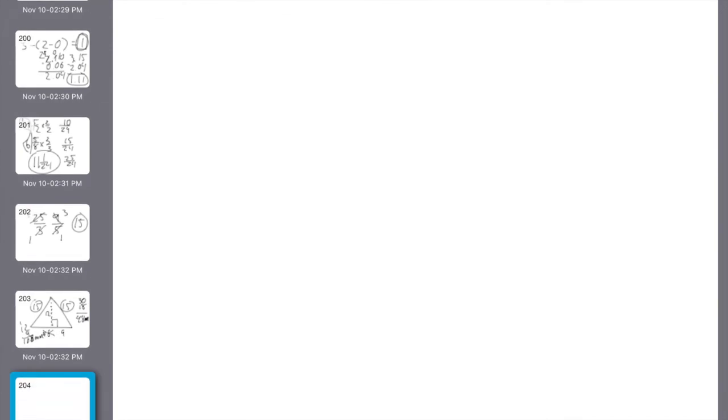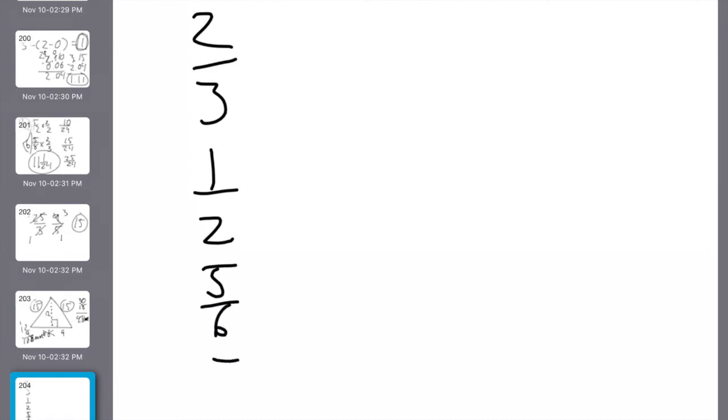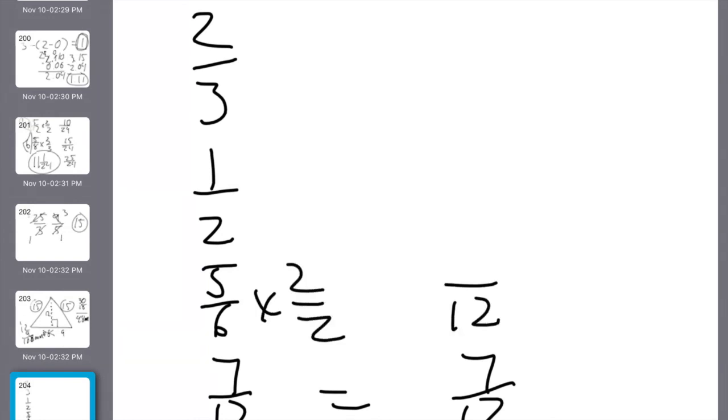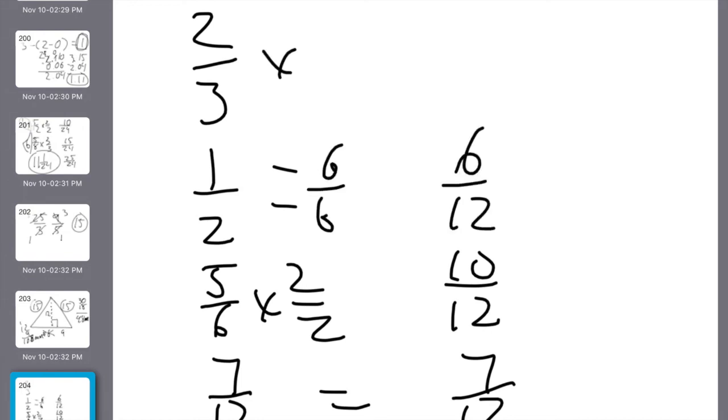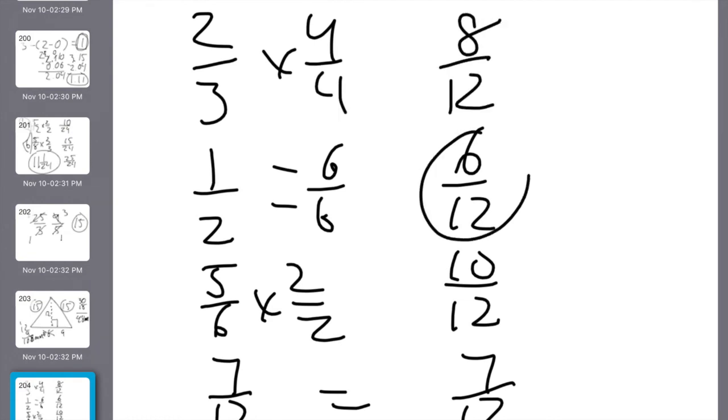And last but not least, number 30. It says use common denominators to arrange these numbers in order from least to greatest. You got it. So I got 2/3, I got 1/2, I got 5/6, and I have 7/12. Well, guys, we're going to 12, so that one doesn't need anything. This one is times 2/2. That gives me 10/12. This is times 6/6. That gives me 6/12. This is times 4/4. That gives me 8/12.